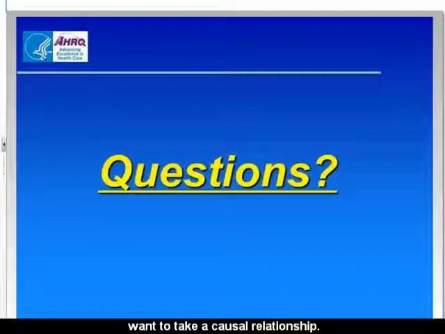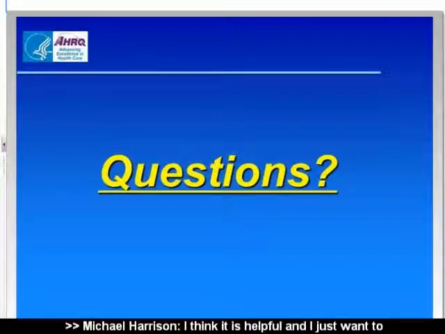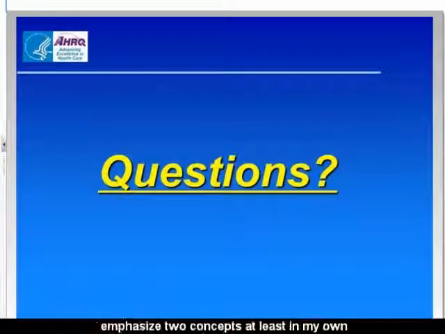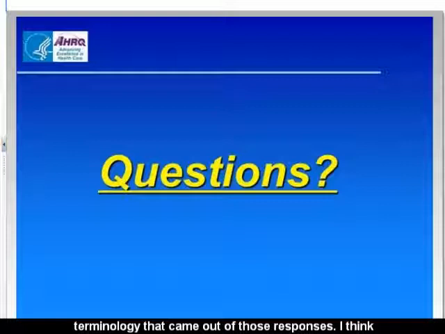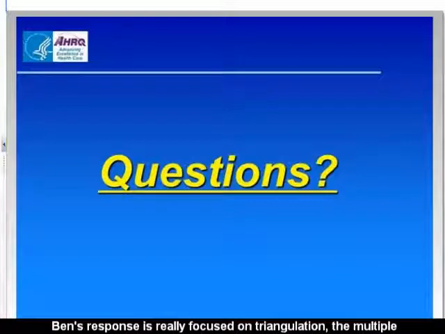Well, I think it's helpful, and I just want to emphasize two concepts, at least in my own terminology, that came out of those responses. I think Ben's response is really focusing on triangulation, the multiple sources of data on the same phenomenon, which certainly gets at the issue of validity and may also get at whether linkages are actually there or not.